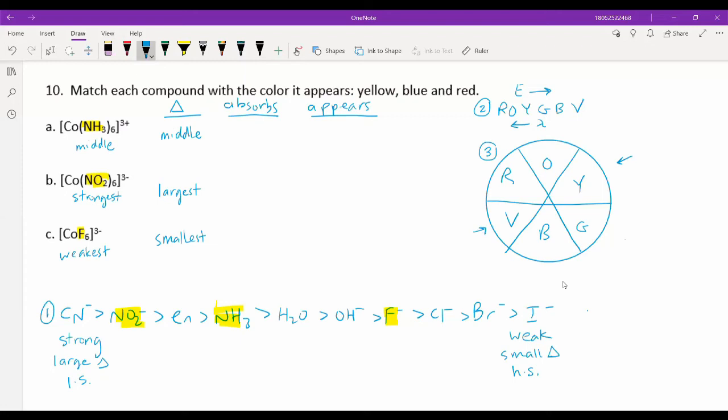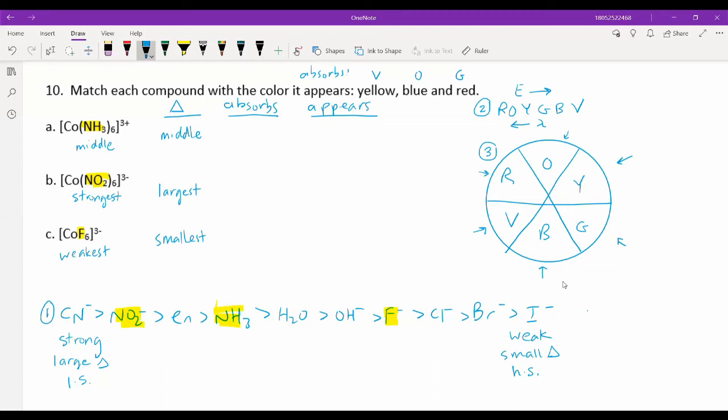If it appears blue, it's actually going to absorb orange. And if it appears red, it's actually going to absorb green. So what we really should be comparing to link them to the splittings and the ligands is what it's absorbing. So above these, I'm going to put absorbs violet, orange, or green.